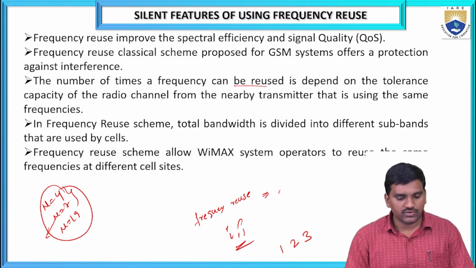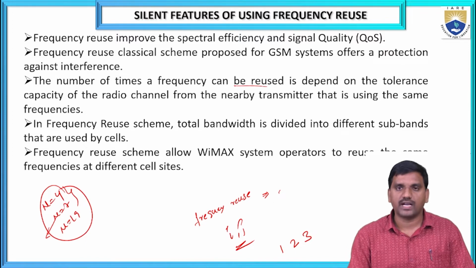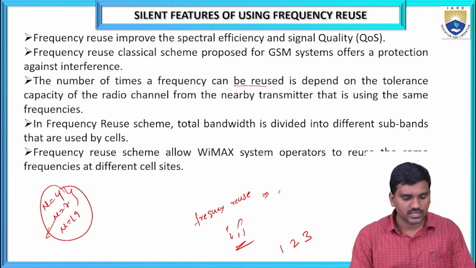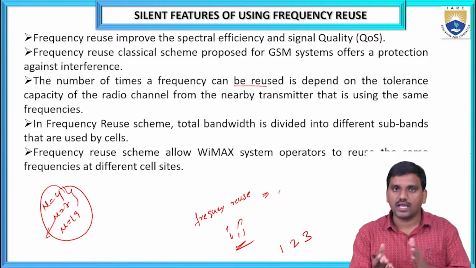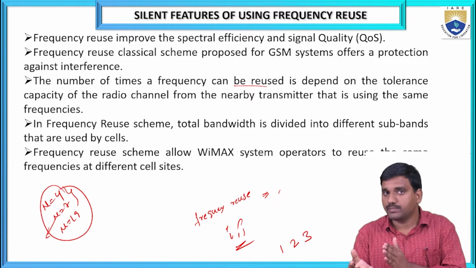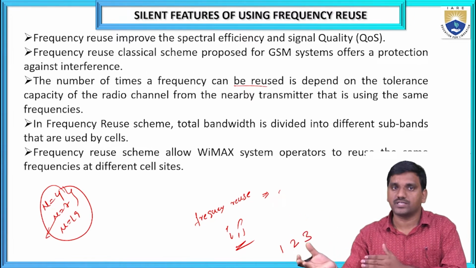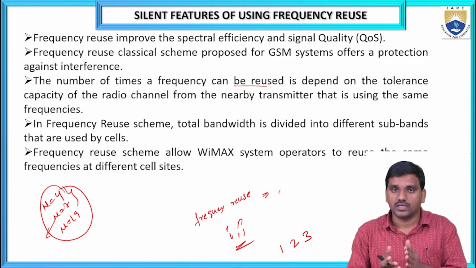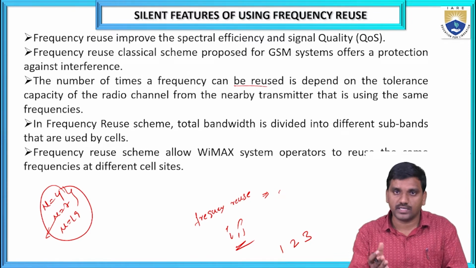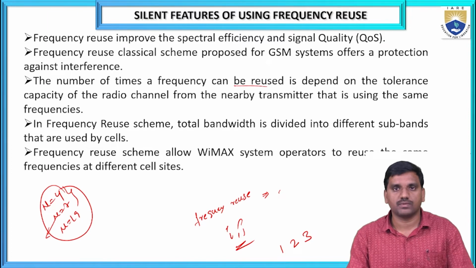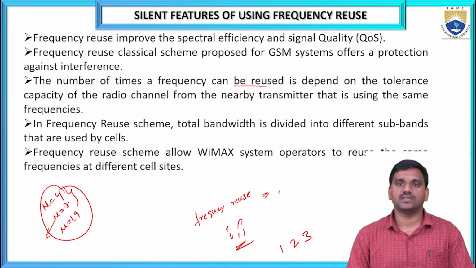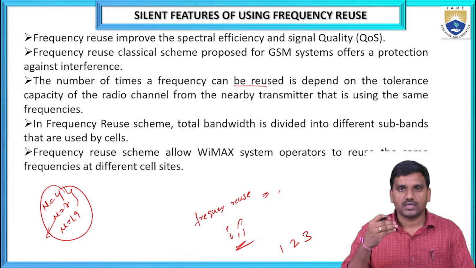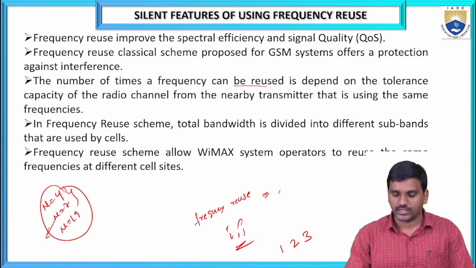frequencies. Next, in the frequency reuse scheme, the total bandwidth is divided into frequency subbands that are used by the cells. So the total allocated bandwidth can be divided, which means the capacity of the cellular system is automatically improved. This is one of the advantages. Salient feature is nothing but advantage. Next, the frequency reuse scheme allows WiMAX system operators to reuse the same frequency set in different cell sites. So these are some salient features of frequency reuse.